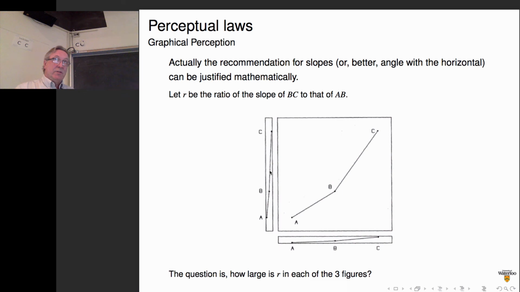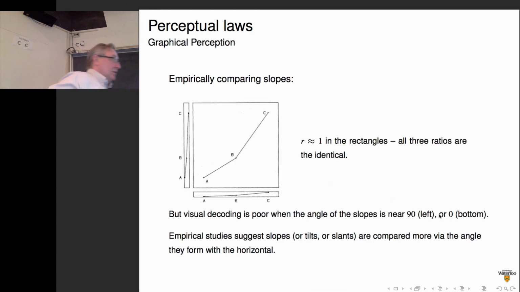It's the ratio of the slopes. Here. Well, it turns out they're all the same. So the ratio of the slopes are all identical, and it's a lot easier to tell in the center one what the ratio is of these slopes. And to a large extent, that's because things that are near 0 or 90 degrees, 0 or pi by 2 radians, right, are very difficult to tell. But we seem to be very good at telling things that are more on a 45-degree thing.